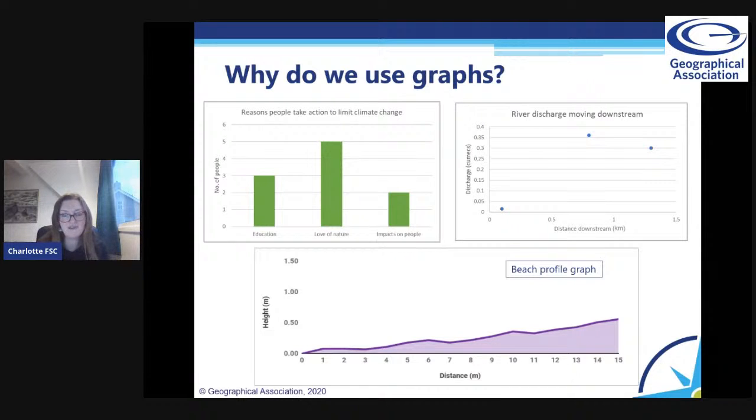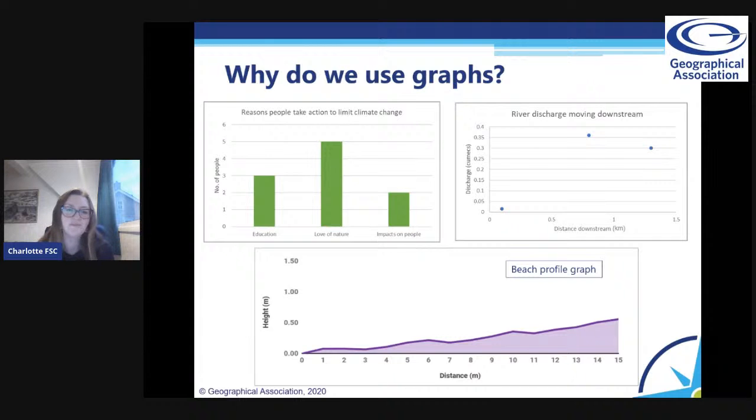So for the river data there, for example, the scatter graph, we're able to see all of those data sets that were handwritten before at once because we've calculated it into discharge. So instead of the raw data, we've now got the calculation of river discharge in Q, and we've got it plotted against distance downstream. So we can see that, broadly speaking, it does increase with distance downstream, not quite a linear trend.